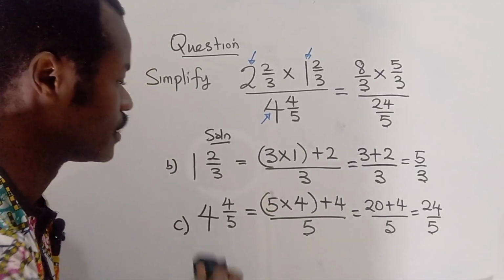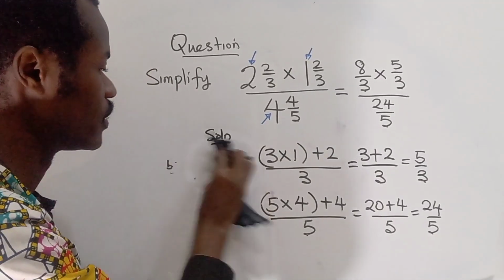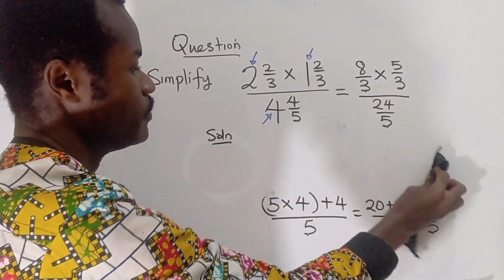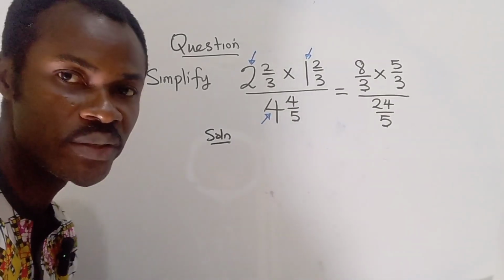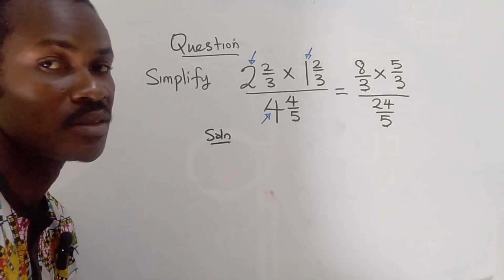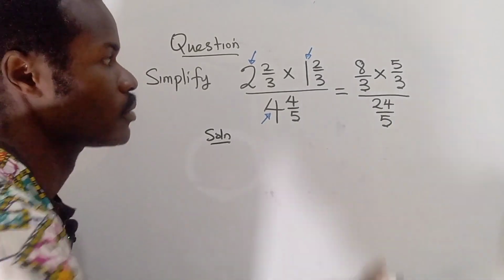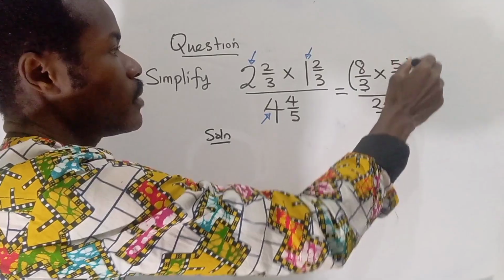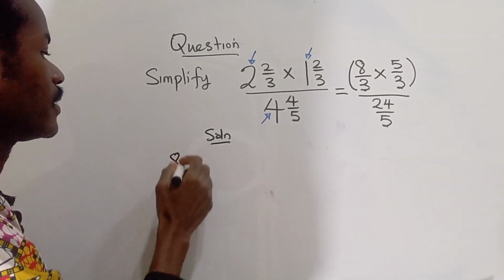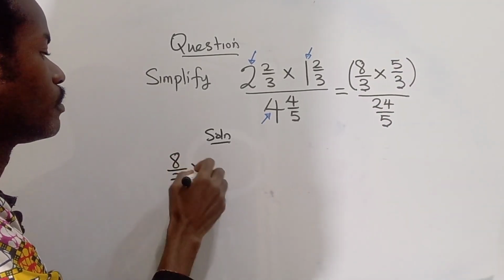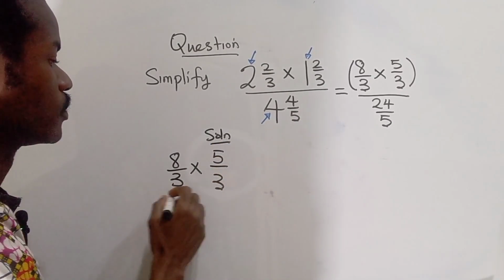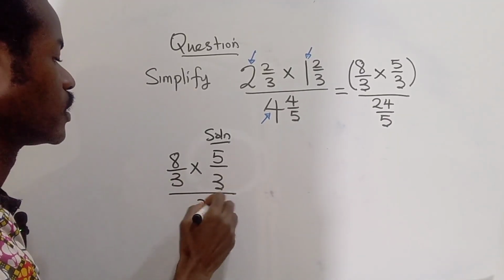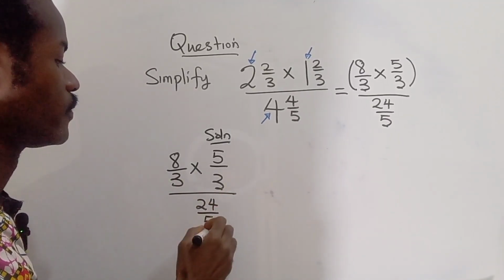Now that we are done with this step, we can proceed to the next step. You can see that the numerator has multiplication, so we want to work that out. I can decide to put a bracket here. So we have 8 over 3 multiplied by 5 over 3, all this divided by 24 over 5.